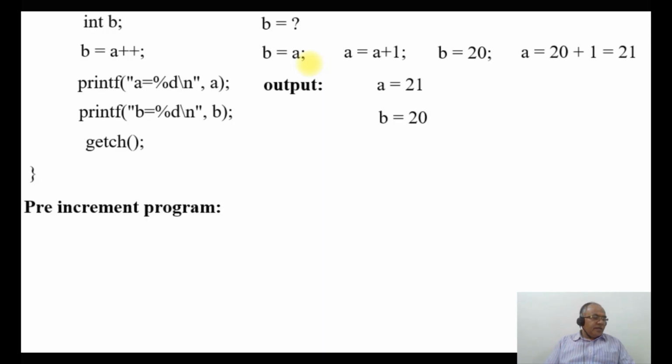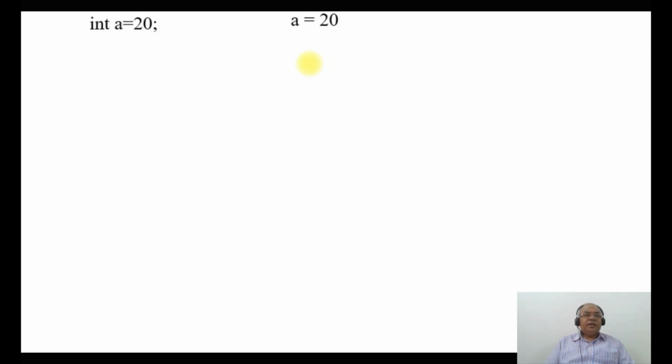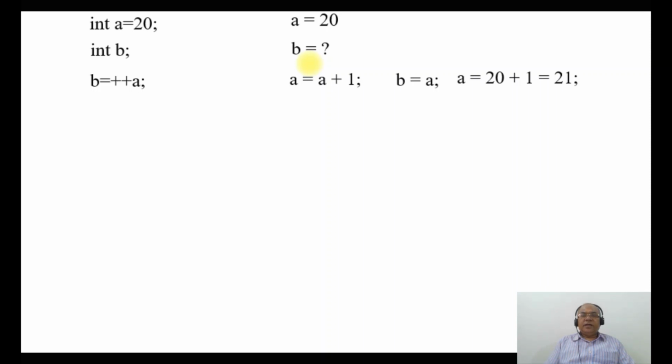Suppose you are using a pre-increment program, so include stdio.h and conio.h, void main, clrscr, then int a is equal to 20, so a initializes the value a is equal to 20, int b, which I want to find out, so b equals ++a. So what is that? a is equal to a plus 1, so that means b is equal to a first. a value is how much? 20, so a is equal to 20 plus 1, which is equal to 21. So b will be equal to 21.